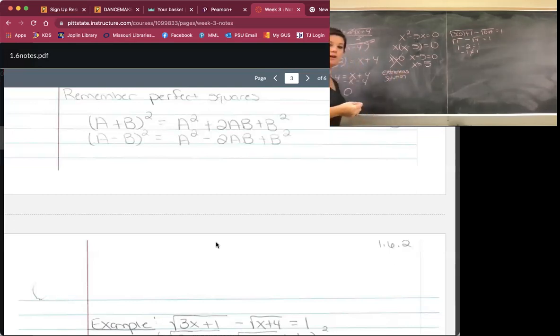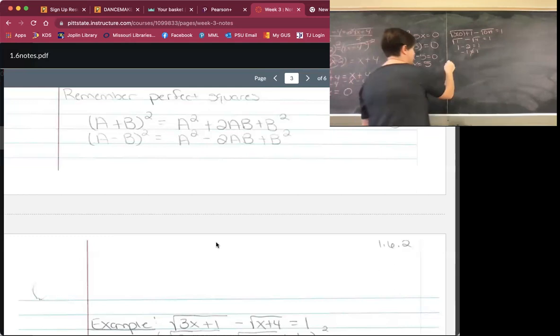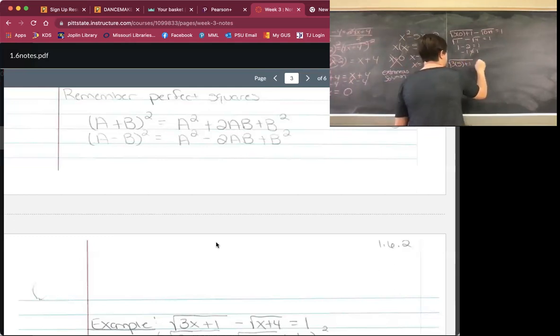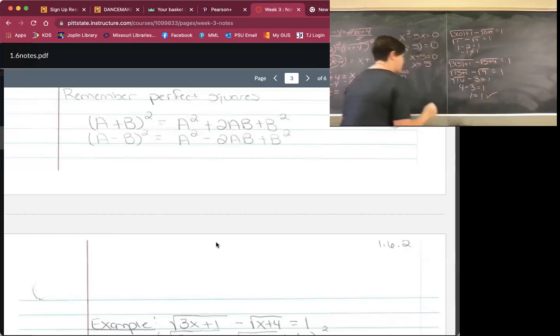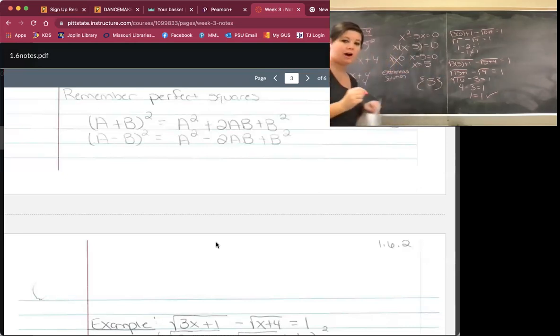So let's test 5 and see if it works. We have 3 times 5 plus 1 minus the square root of 5 plus 4 equals 1. 15 plus 1 is the square root of 16 minus the square root of 9, 4 minus 3 equals 1. 1 equals 1. That's good. So our solution set is simply 5.